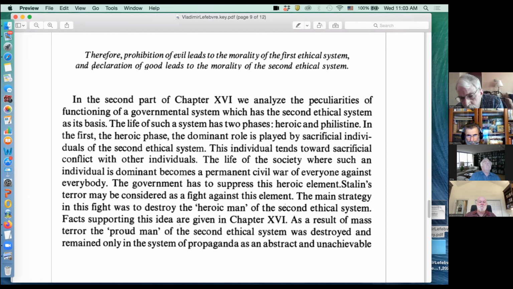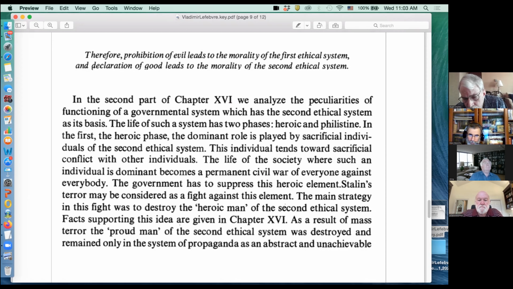The government has to suppress this heroic element. Stalin's terror may be considered as a fight against this element. The main strategy in this fight was to destroy the heroic man of the second ethical system. Facts supporting this idea are given in the chapter.